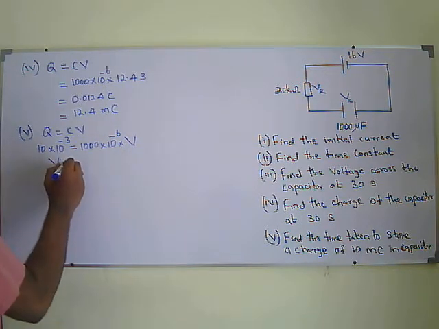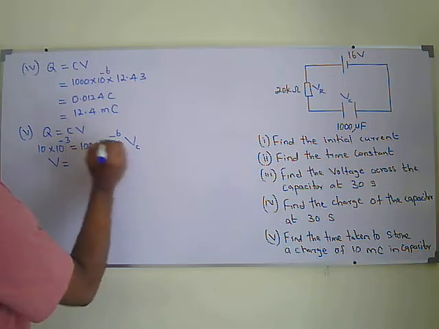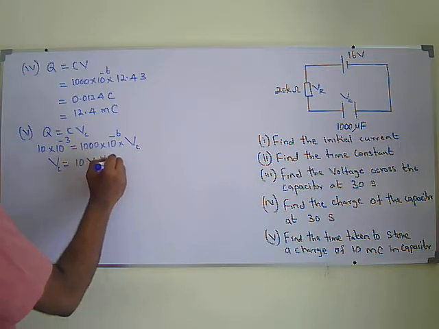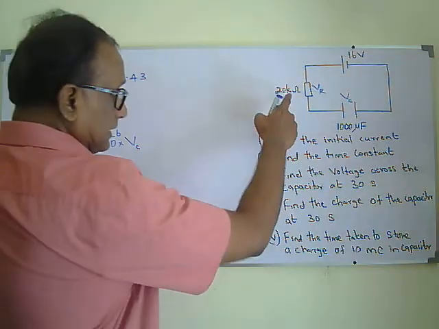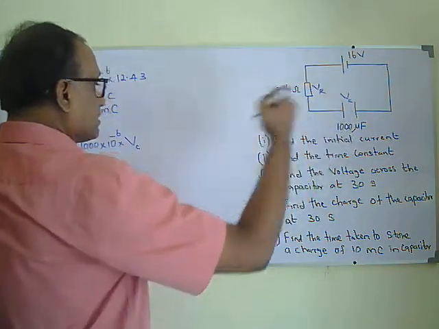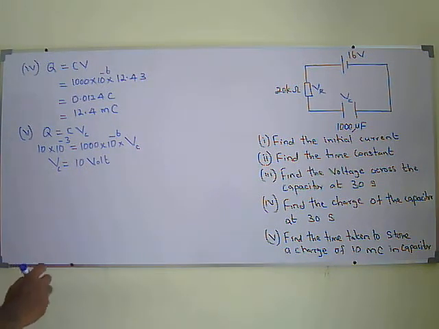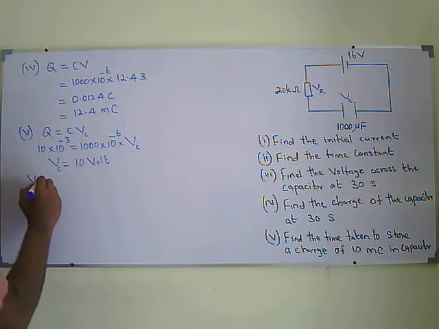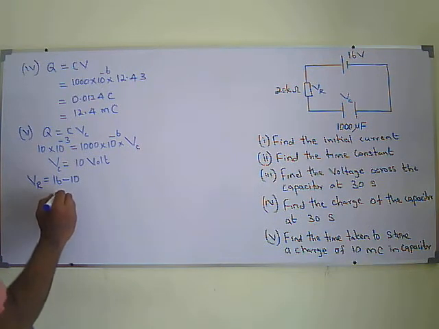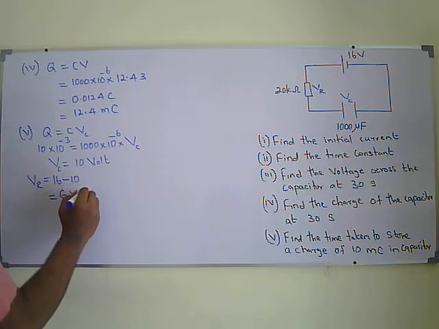So the voltage across the capacitor, VC, will be 10 volt. So the voltage across the resistor will be 6 volt, because 16 minus 10 is the voltage across the resistor at that instant. That's going to be 6 volt.